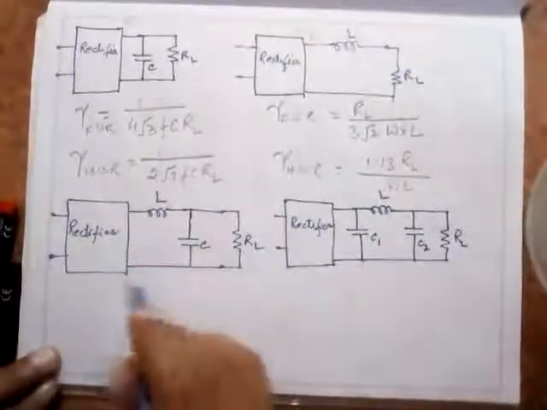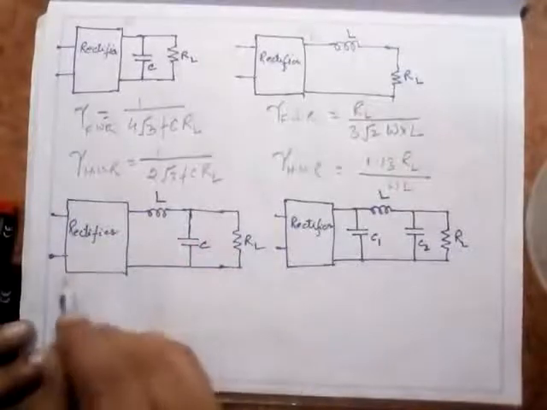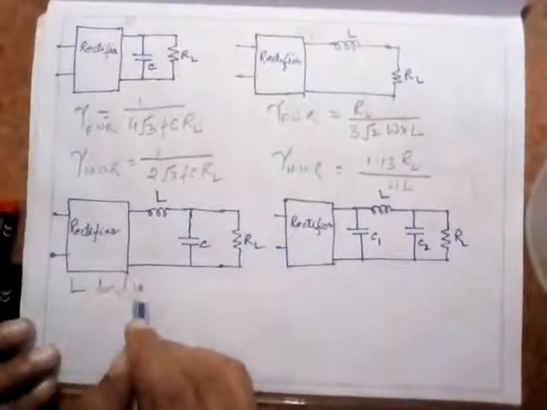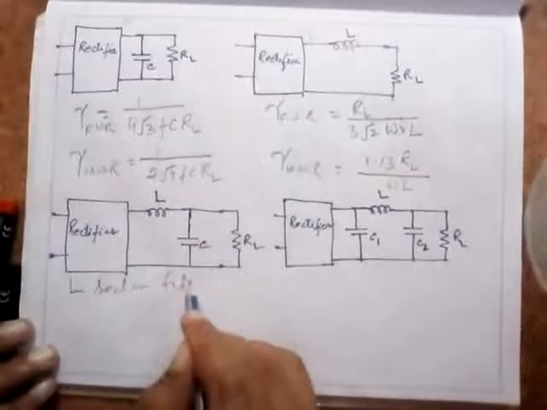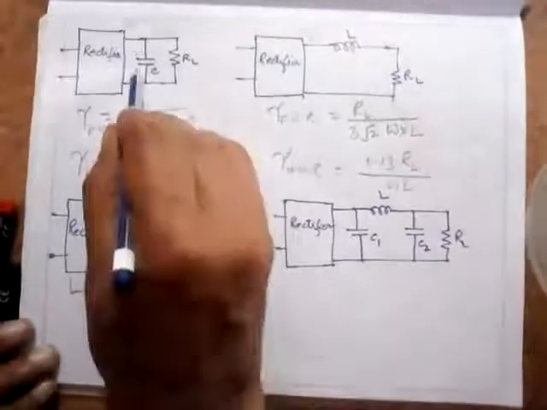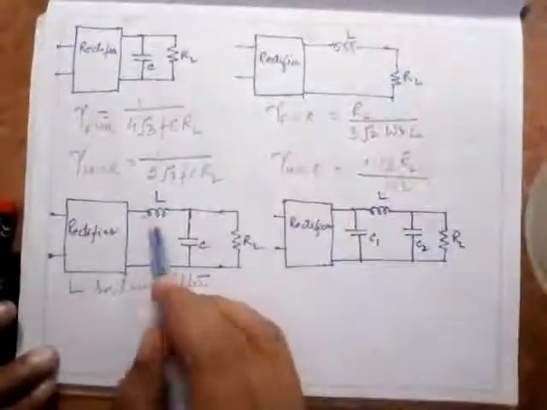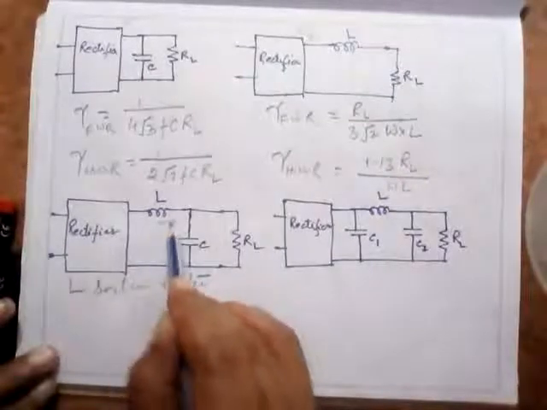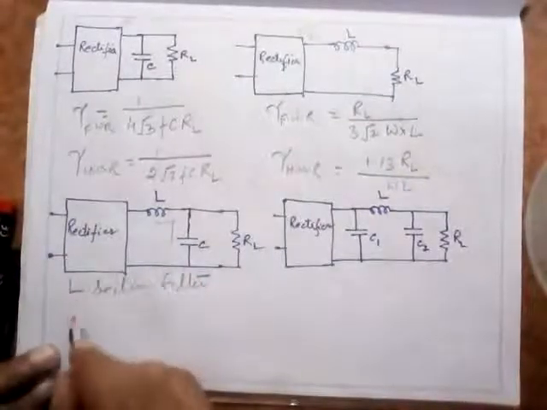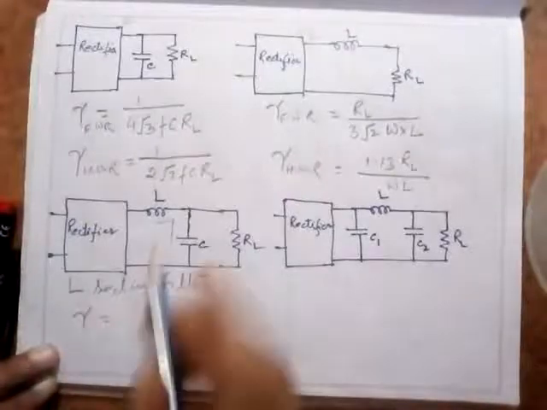Then the LC filter. This is called the L section filter. This is the shunt capacitor, and this is the series inductor filter. This is called the L section. If you look, it is in the shape of an inverted L, and the ripple factor for this is given by, see what will happen.